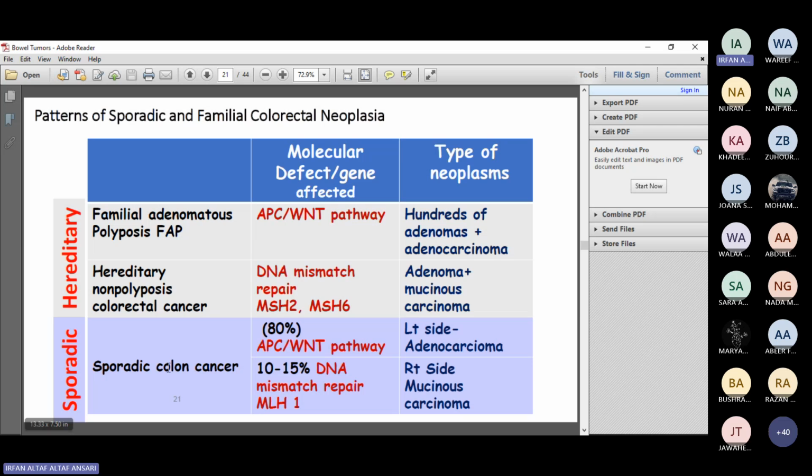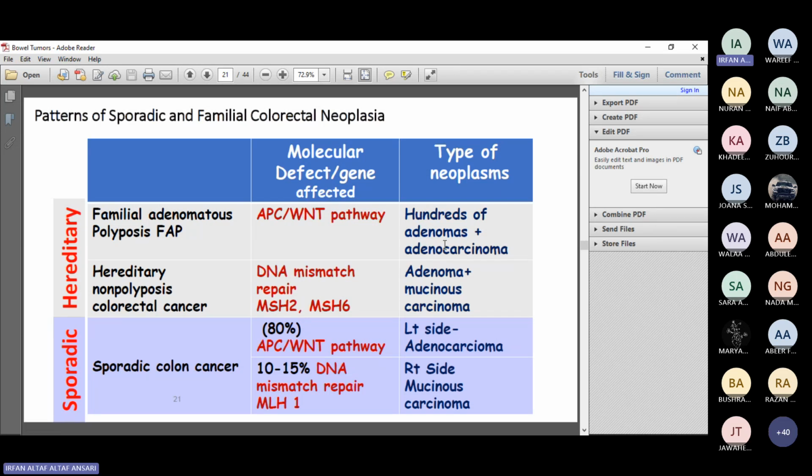While in the sporadic, the same genes are involved. The majority are APC-WNT pathway, but here the mutation is in the somatic cell, not a germline mutation. Here you see left-sided adenocarcinoma, while with sporadic mismatch repair MLH1 gene, you get right-sided adenocarcinoma. Have you understood this slide clearly? Yes, doctor. The same genes are involved in both the hereditary and the sporadic.